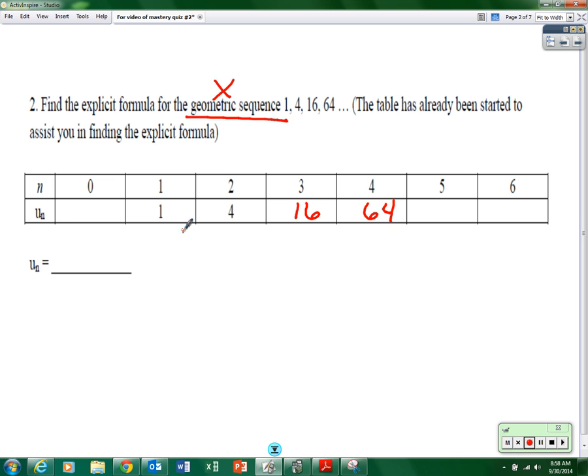1 times what is 4? Well, that would be 4. So 1 times 4 is 4. 4 times 4 is 16. 16 times 4 is 64. Now remember, we do need to go backwards.